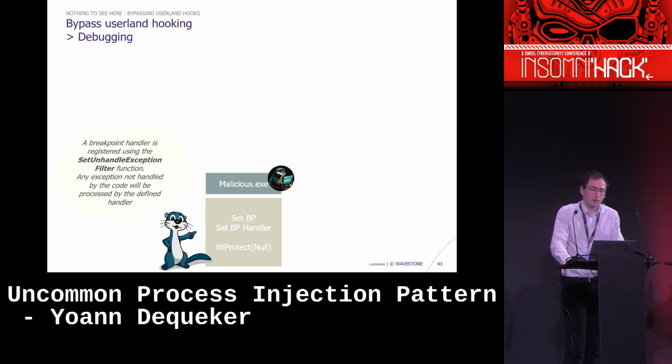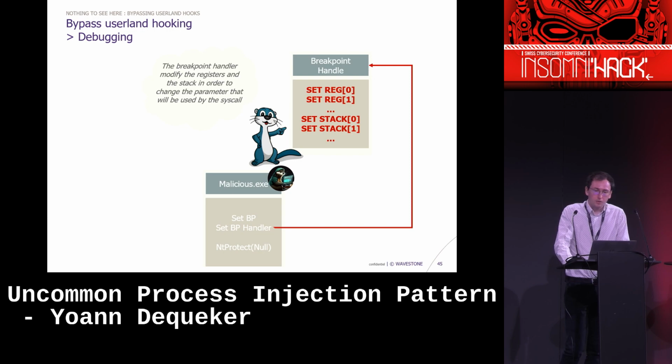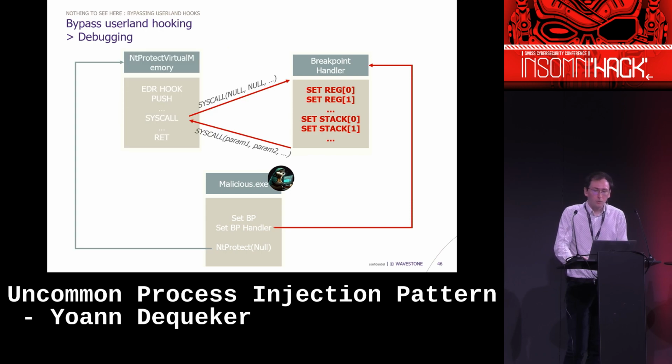And you will call your malicious function. So, for example, here NtProtect with random arguments, for example, everything null. The breakpoint handler will patch the arguments in the stack. So it will just set some registers and set some stack space in order to recreate the arguments directly on the stack. When you call the NtProtect with false arguments, you will pass the EDR hook.